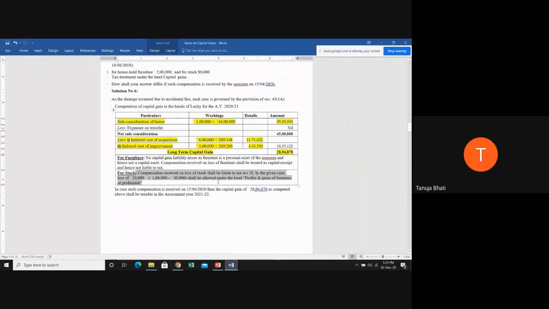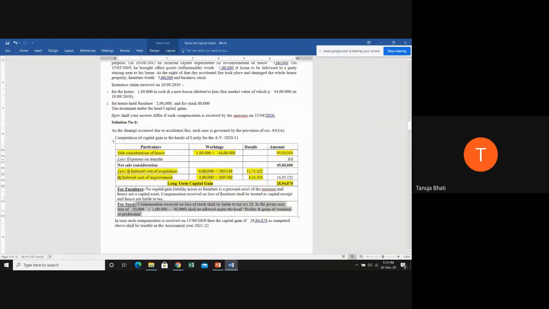So see here, compensation received on loss of stock shall be liable to tax under section 28. That is nothing but under the head profits and gains from business or profession. In the given case, there is a loss of 20,000 because 1 lakh minus 80,000 shall be allowed under that particular head. Now, there was one more question attached to that. How shall your answer differ if such compensation is received by the SSE on 15/4/2020? That is the next year.